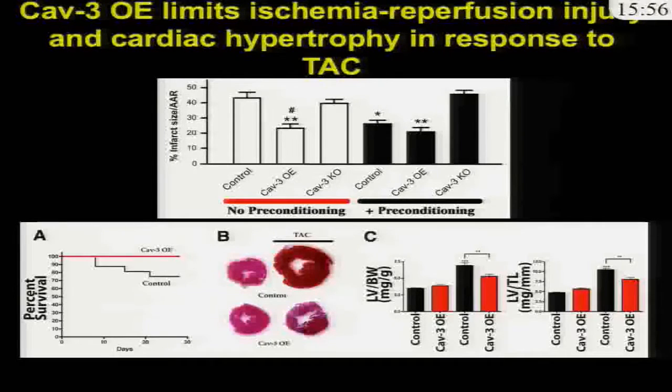So what this launched in our minds was this idea that this microdomain, and upregulation of this microdomain, particularly in the cardiac myocyte, was a way to adapt the heart to rapid and acute ischemic stress.